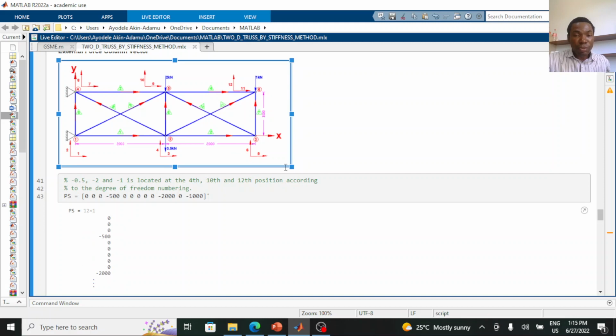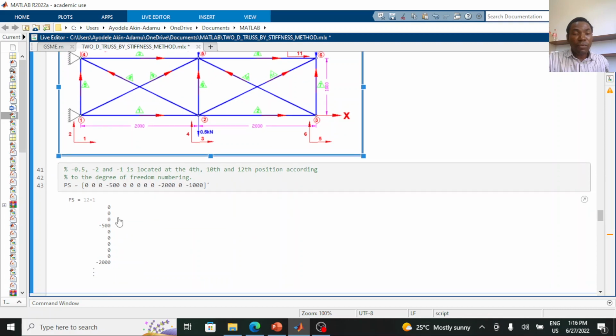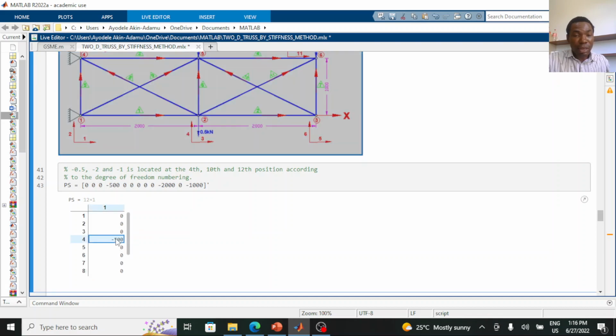And in this question, at node 2, we have 0.5 kilonewton force. At node 5, we have 2 kilonewton force. At node 6, we have 1 kilonewton force. We have 3 forces, so we have to define these in our force vector. My force unit is Newton. That's why you are seeing 500 here at position 4, because the direction of this force is at degree of freedom 4, and it is pointing downward. That's why it is minus 500. 0.5 times 1000 is 500, and it's pointing downward, so minus 500 Newton.